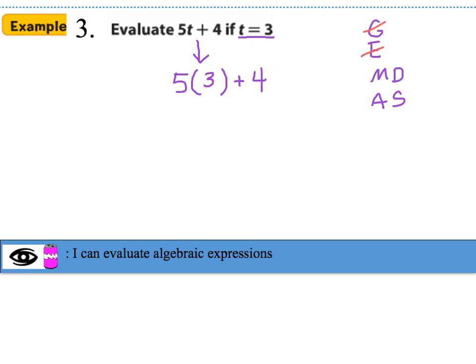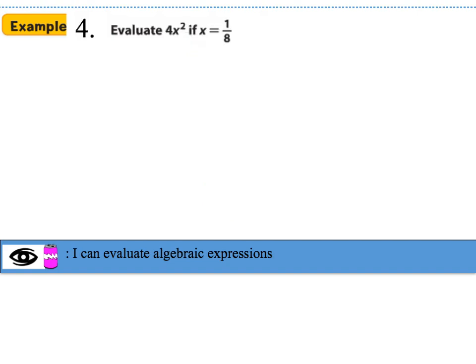It doesn't have any exponents, but it does have multiplication. I'm going to multiply the 5 times 3, which becomes 15, and then drop down the rest of the problem. It doesn't have any division, but it does have addition. So I'm going to add 15 plus 4, and I get 19. And 19 would be my correct answer.